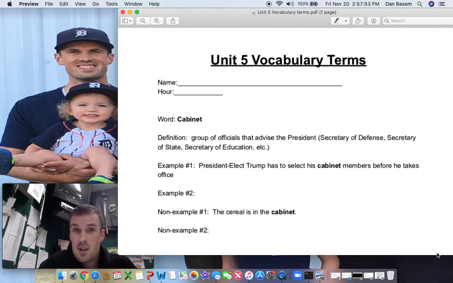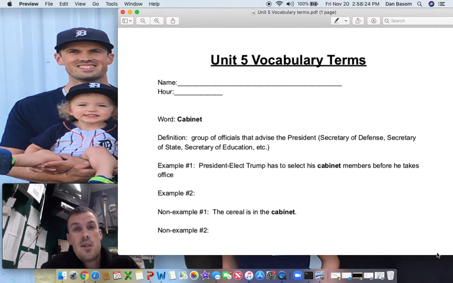Example number one. You can tell when I wrote these, it was quite a while ago. President-elect Trump, you can actually cross that out, it would now just be President Trump, has to select his cabinet members before he takes office. For example number two, I could say that President-elect Biden is in the process of selecting his cabinet members. So again, in this instance, we're talking about the word cabinet as a group of people who advise the president. Let's go through some non-examples so you know what's not the case.